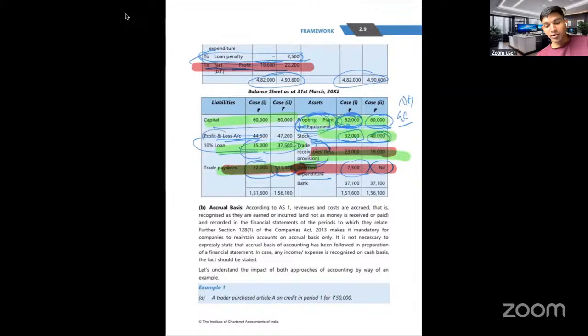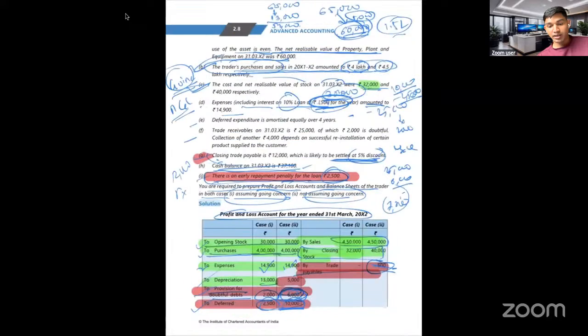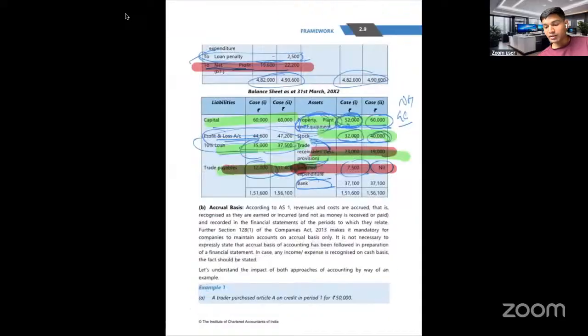Now finish the profit and loss account. Now we have to find out the bank balance first. So in bank balance, here it is cash balance of 37,100. So now we have to find out the balancing figures, and this is the balancing figure. There is the profit and loss account. Solved. Now we'll see the accrual basis.